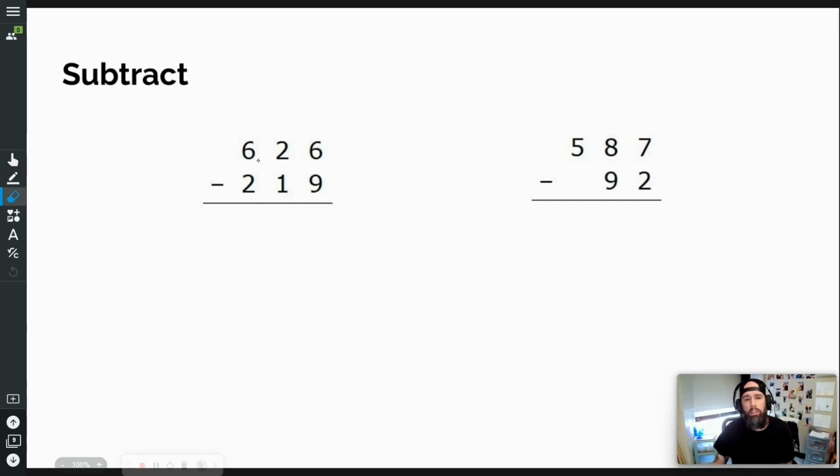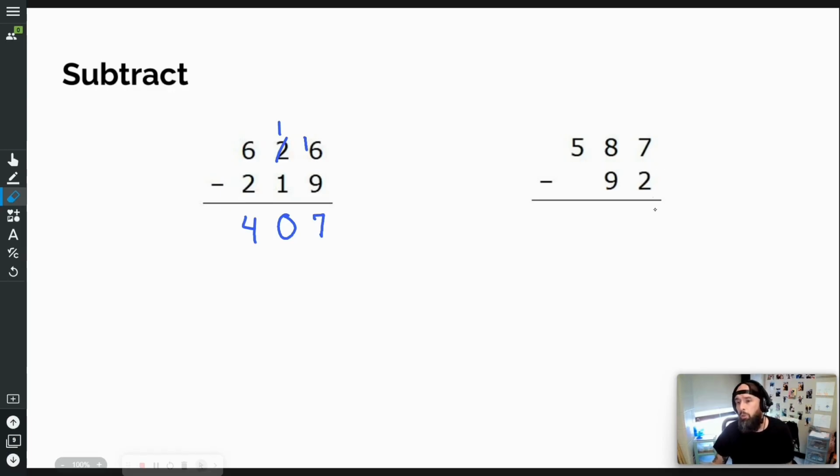All right, 626 minus 219. Start all the way to the right. 6 minus 9, can't do it. Let's borrow 1 from 2 and make you a 1. 16 minus 9 is 7. 1 minus 1 is 0, and 6 minus 2 is 4. The answer is 407. All right, how about 587 minus 92?